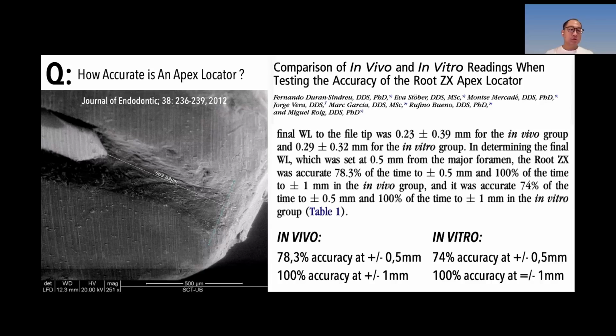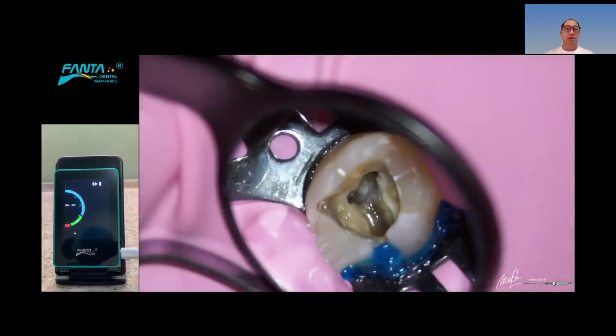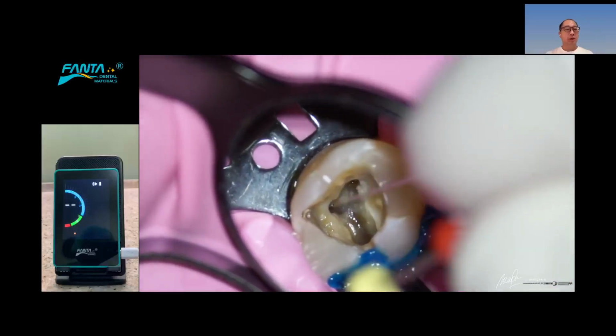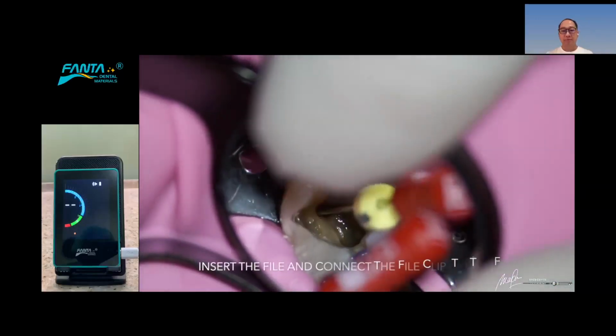There is a study in the Journal of Endodontics in 2012. You can see both in vivo and also in vitro, the accuracy of using the apex locator to determine our working length is quite high, 70 to almost 100% in accuracy. So that's why one thing for sure, I will always rely on the apex locator for my working length determination.